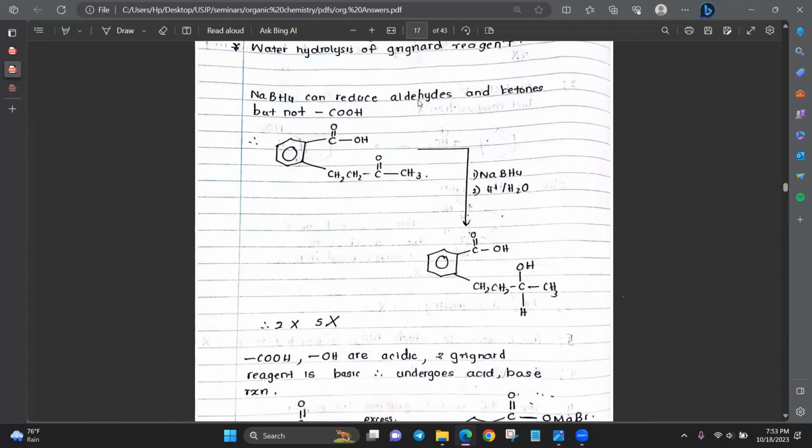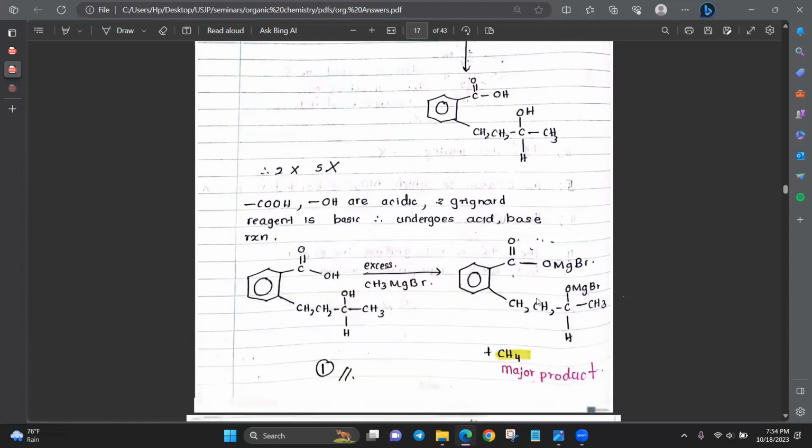Carboxylic acid is a very strong acid, no? And sodium borohydride is a weak reducing agent. So it cannot reduce the carbonyl group of the carboxylic acid, but it can reduce aldehydes and ketones. So when we consider a molecule, now we are adding sodium borohydride and then H plus, H2O separately. Then what will happen? Carboxylic acids will not get reduced, but this ketone group will get reduced to form this secondary alcohol. I explained that earlier.